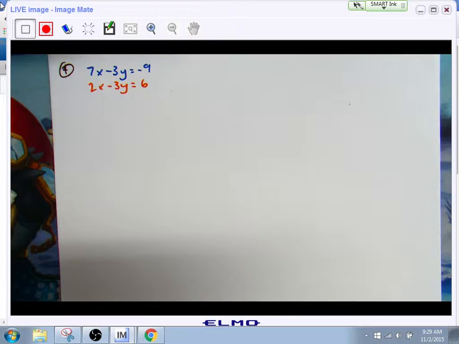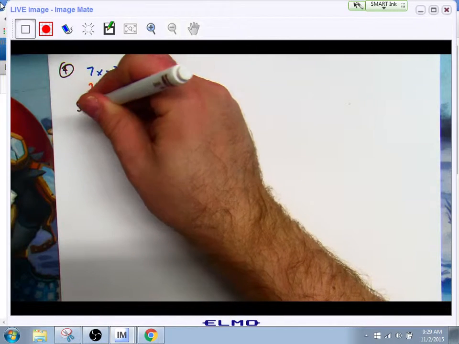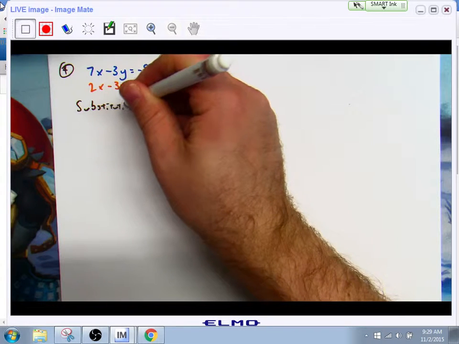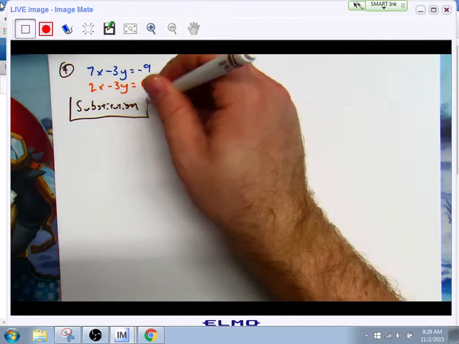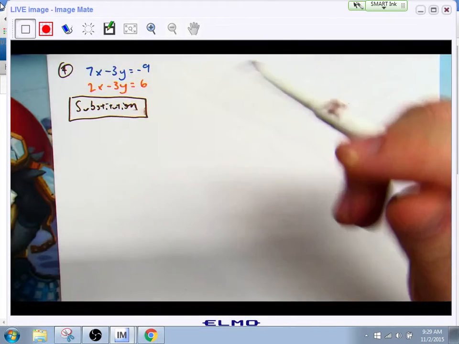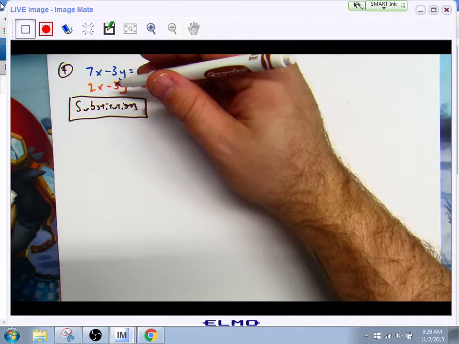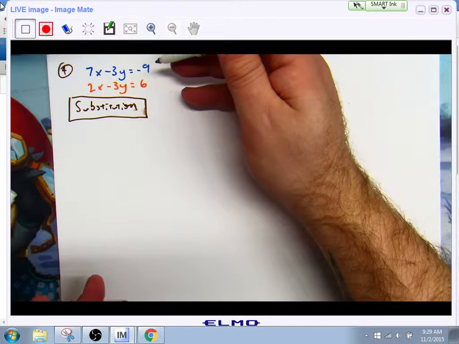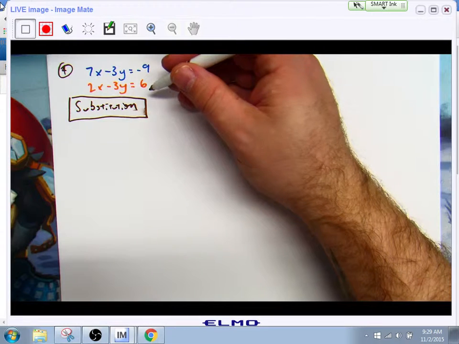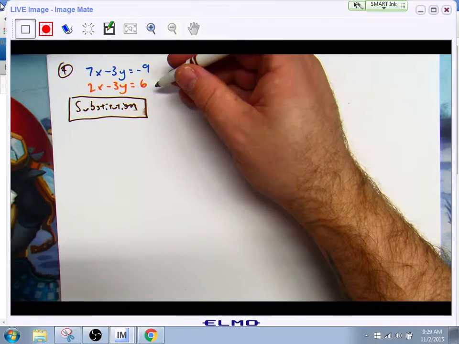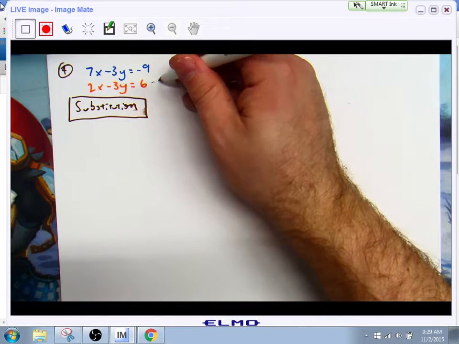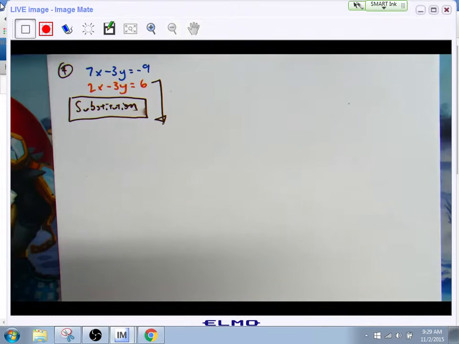Number 4, substitution. This one's trickier. I don't have a variable with a coefficient of 1 here, which is really unfortunate because that makes everything easier. So I'm going to have to pick a variable that I want to isolate. In this case, I think I'll do y in my orange equation.